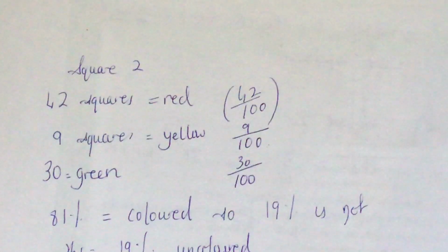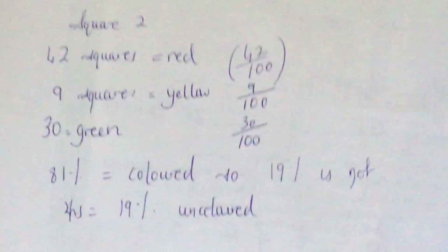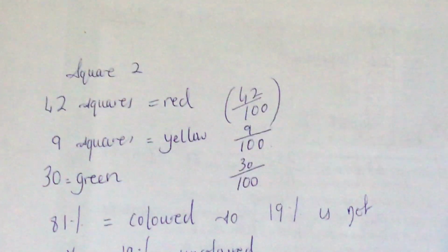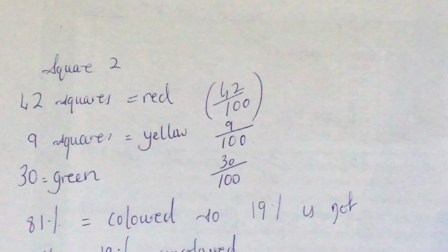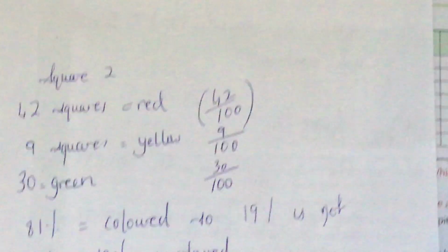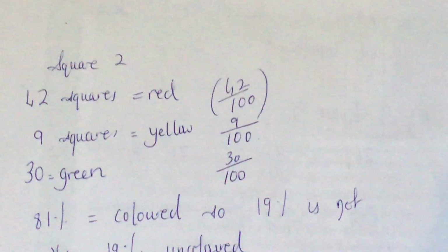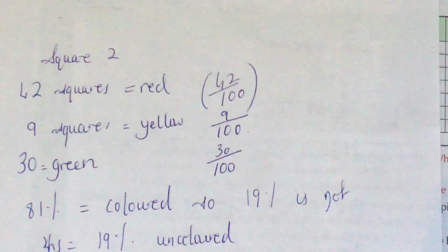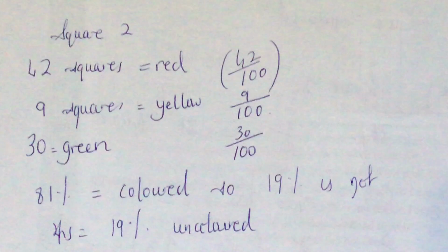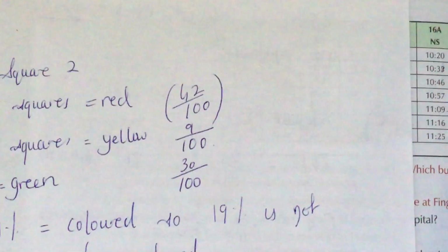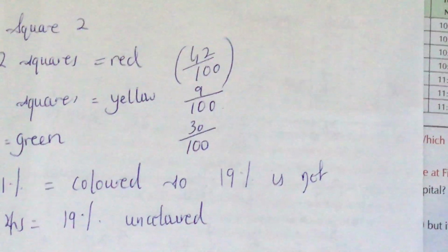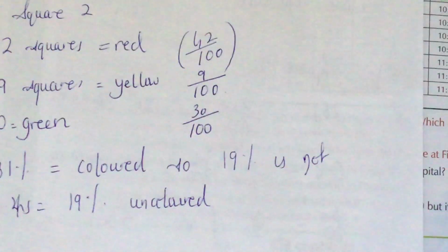So 42, 9 and 30 make 81. That's 81 out of 100 squares coloured in red, yellow and green all together. So that's 81% because it's 81 out of 100. That means you take 81 away from 100 and you get 19 out of 100 squares aren't coloured. So that's 19% are uncoloured.